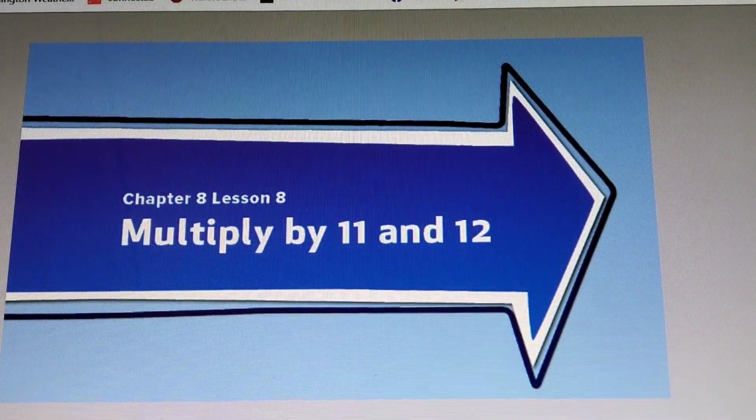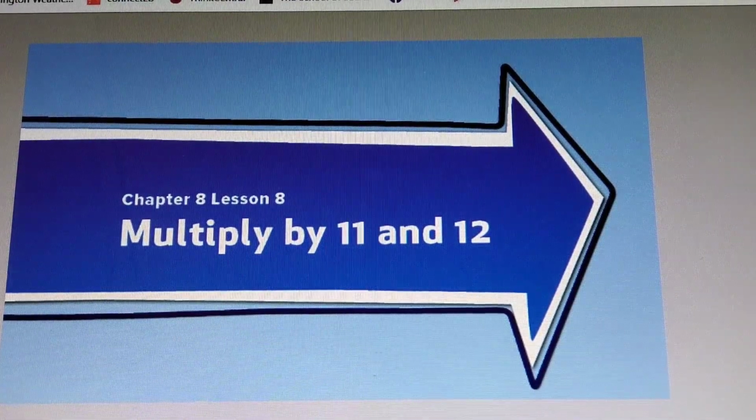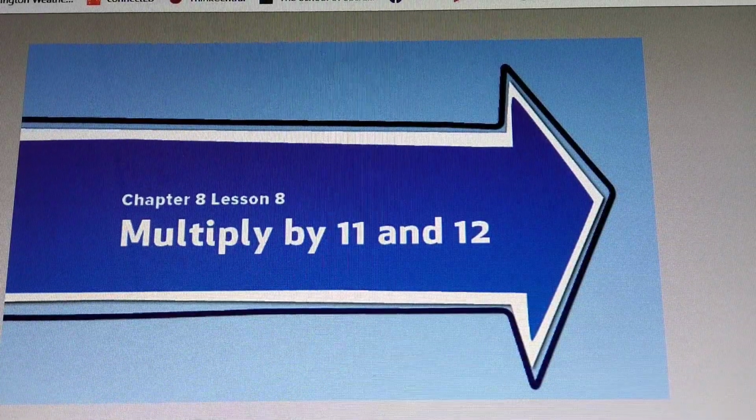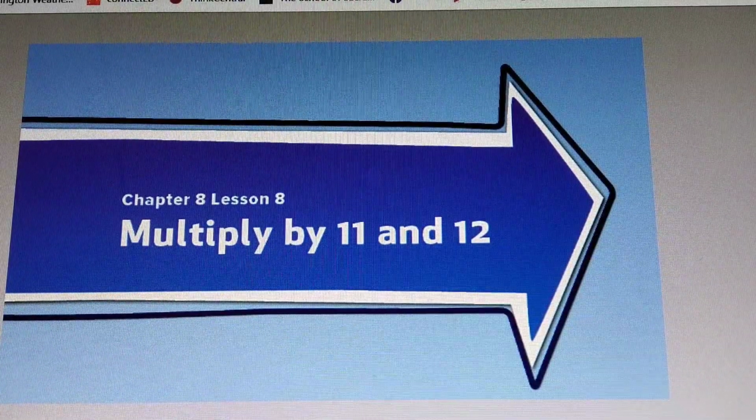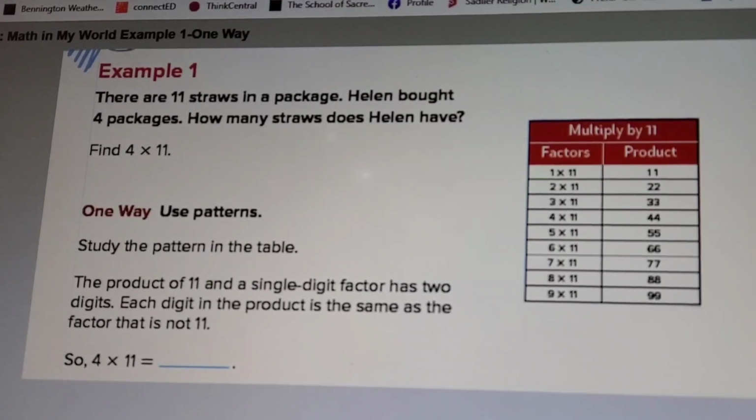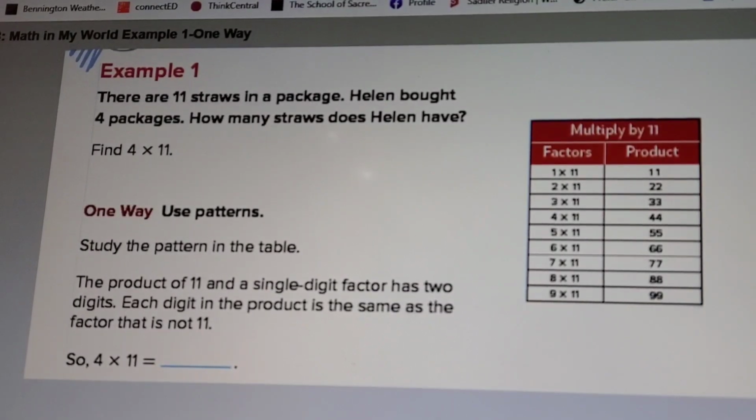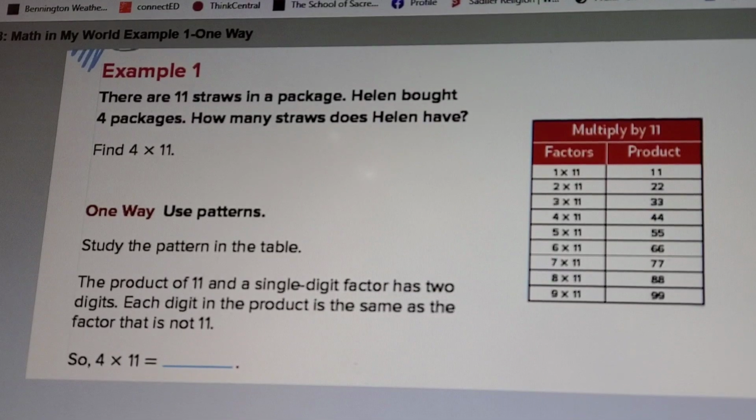Here's what the top of the first page of the lesson should look like. Multiply by 11 and 12, Chapter 8, Lesson 8. Math in My World, Example 1, One Way. There are 11 straws in a package. Helen bought 4 packages. How many straws does Helen have?